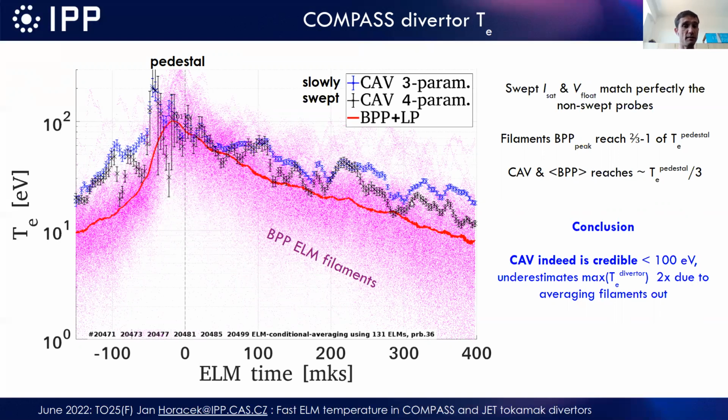Of course, this technique in principle must underestimate the maximum value because the filaments don't match exactly at the same time, but they correspond pretty well. In other words, our conclusion from COMPASS is that the conditional averaging technique is quite credible, at least below 100 eV, because that's the limit given by our voltage. And it must, in principle, underestimate the maximum temperature on the divertor, but only by a factor of 2, not more than this.